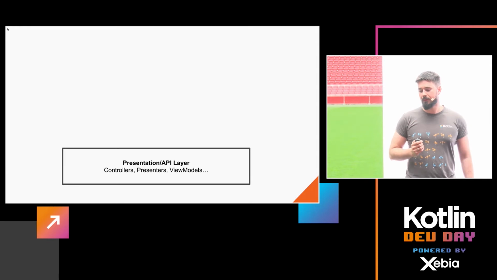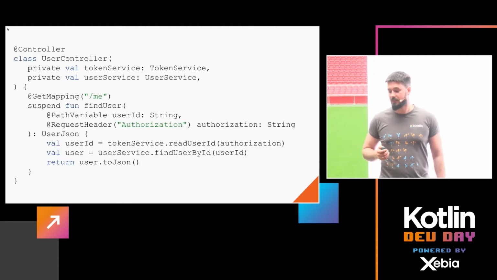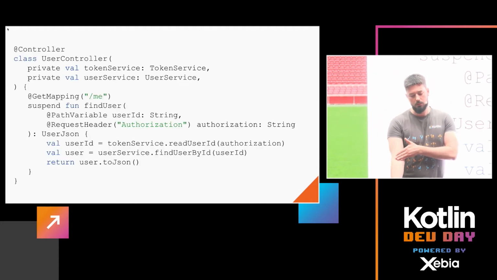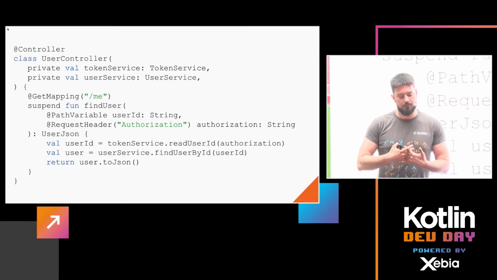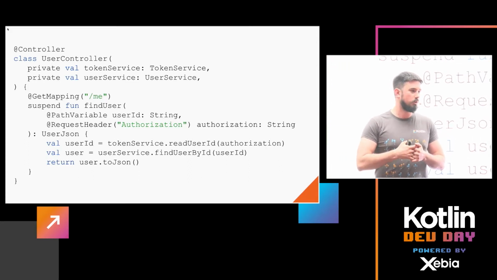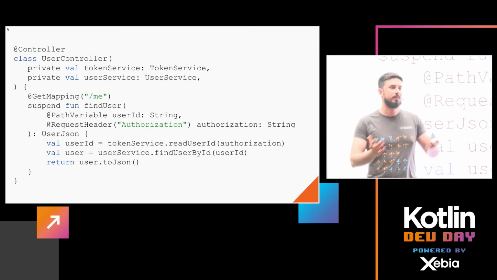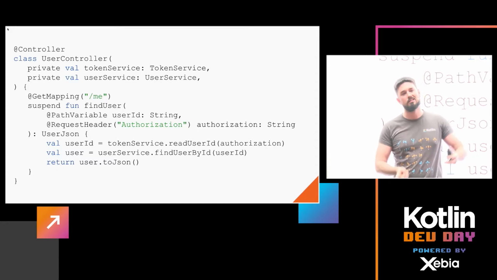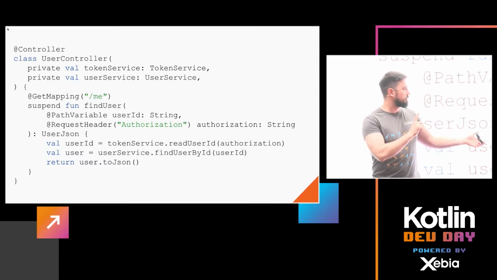Let's move into the presentation or API layer. This is where our controllers, view models, and presenters live. So this is where everything starts. Because so far we used coroutines, but we haven't really made them. I mean, we already had them because we're on suspending functions, and suspending functions need to be started on coroutines. But we need to start it somewhere.